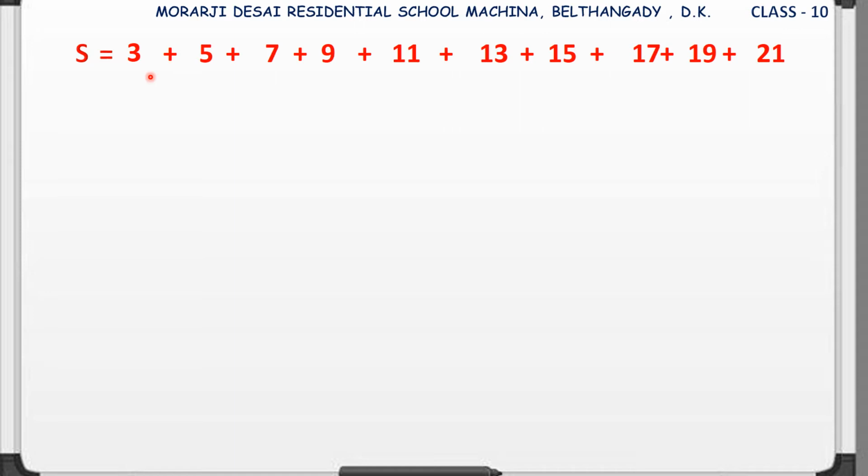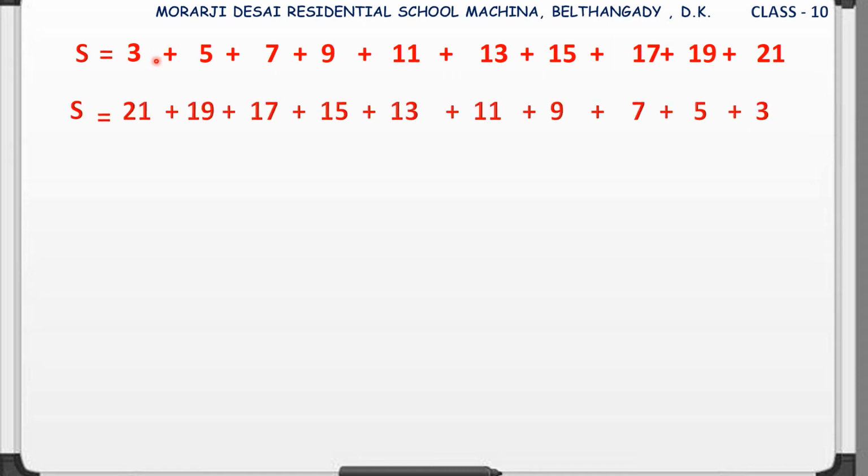Now, I will write this AP in the reverse order. That is, I will start from 21 and I will move towards the first term. So, S is equal to 21 plus 19 plus 17 up to 3. So these two are the same AP written in different ways. Now we got two equations.